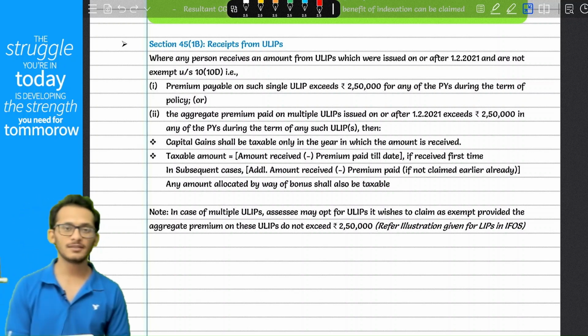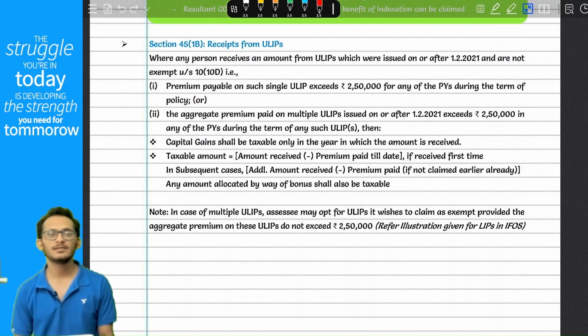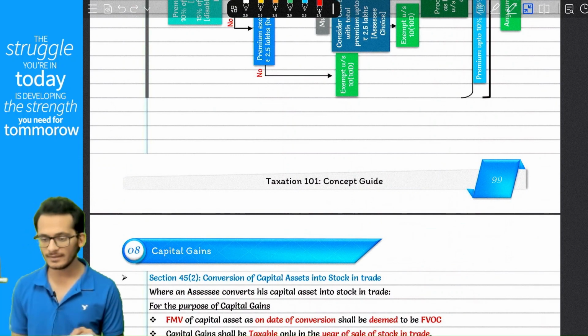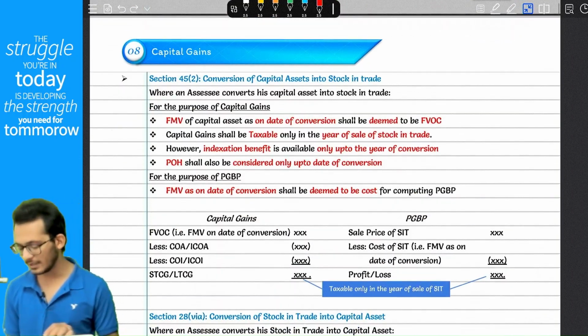Who has to make the decision, Rahul? You are to make the decision on your own. There are examples given in the book of IFOS. When we do IFOS, we'll come back to this once again.